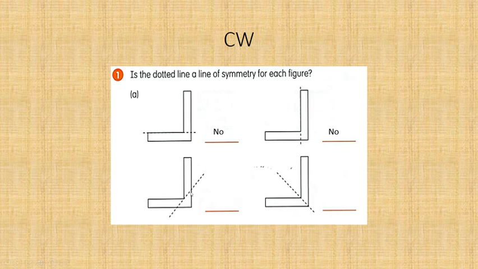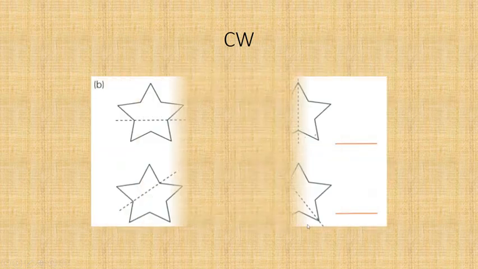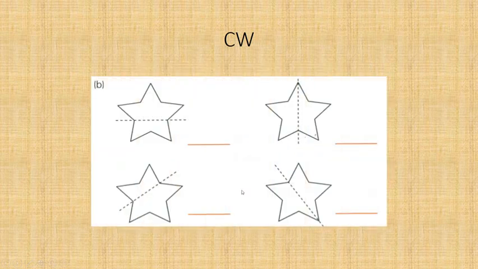Okay, another one here. If I try to fold this shape along this line, will it be identical? Of course not. So it's no. And here, the last one. If I try to fold this shape from here, will it be identical? Yes, because if I fold it from here, the halves are going to be identical. So this is a line of symmetry. Okay, let's go for another question. Pause the video for 4 minutes again and come back to me after you finish your classwork.